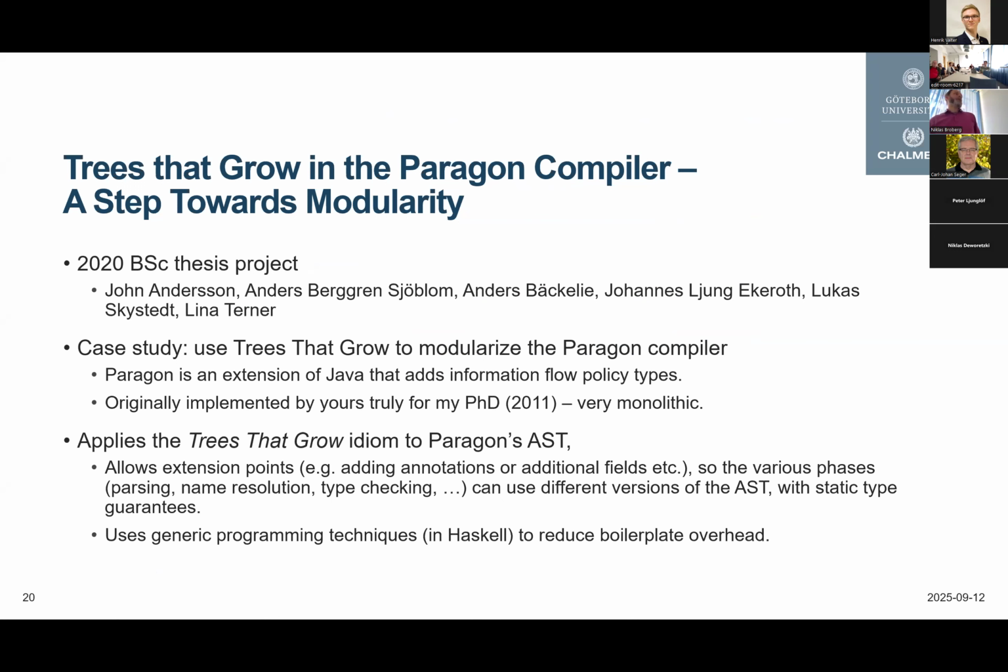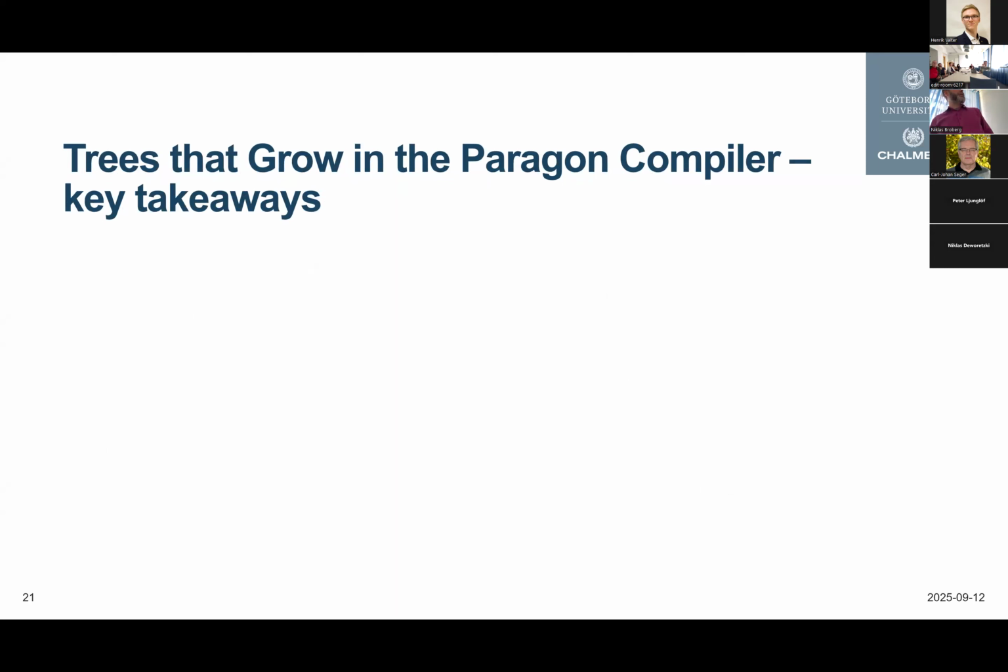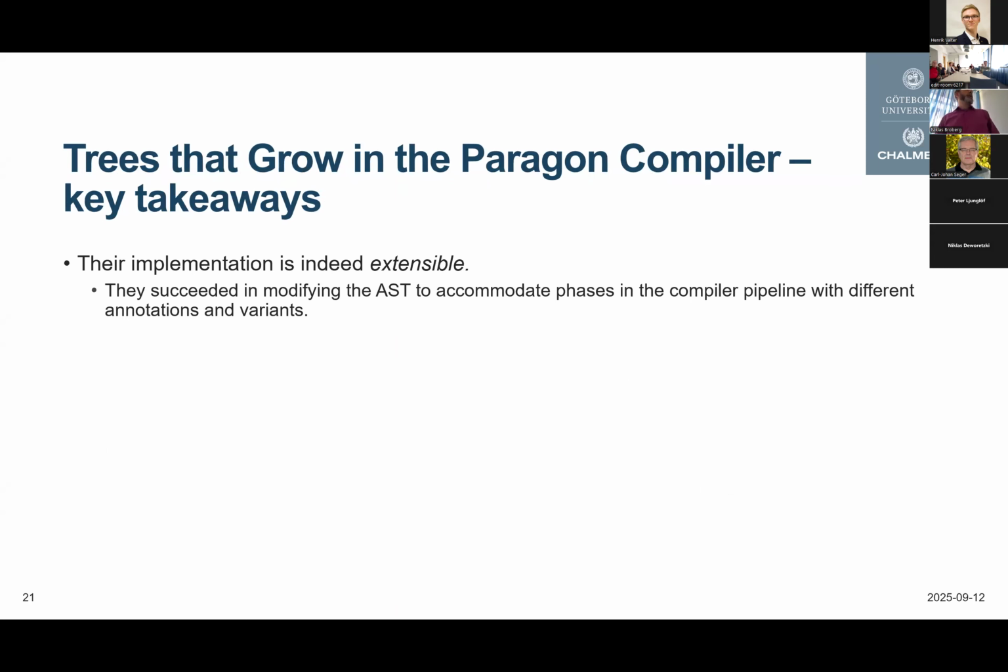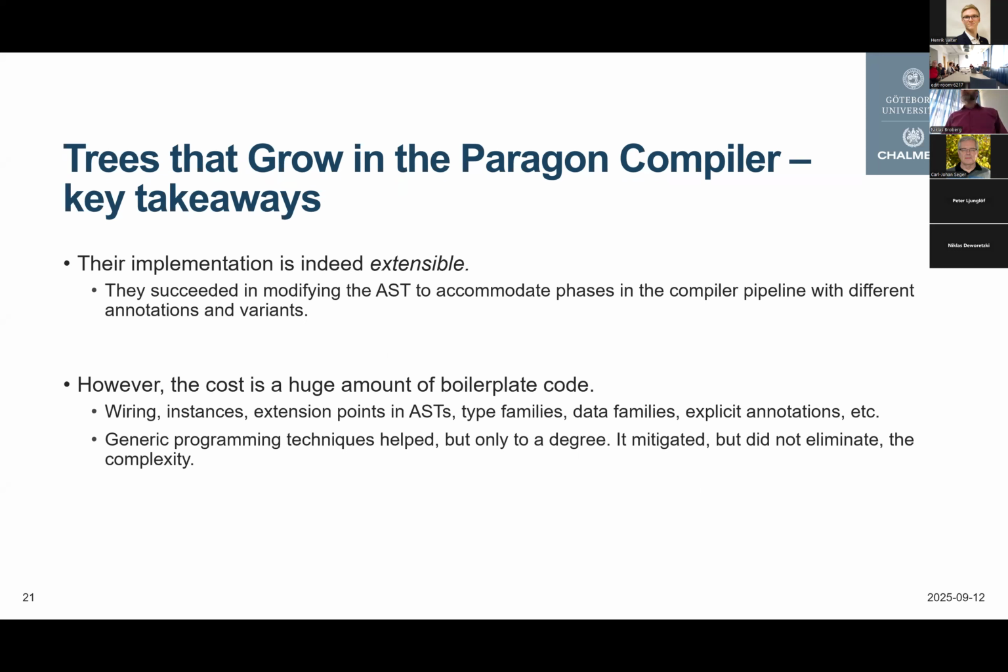So this is basically saying the same thing. Okay, so the key takeaways from this is, yes, it was possible. They spent 5 months doing this, and they came up with a possible extensible data type. Okay, but they already knew beforehand how it was going to be extended. No, they chose trees that grow.